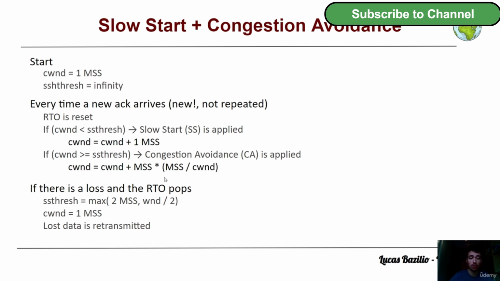Also, if there is a loss, the lost data is retransmitted, and we set once again the congestion window equal to 1, and the slow start threshold to be the maximum between 2 maximum segment sizes and the actual window divided by 2.